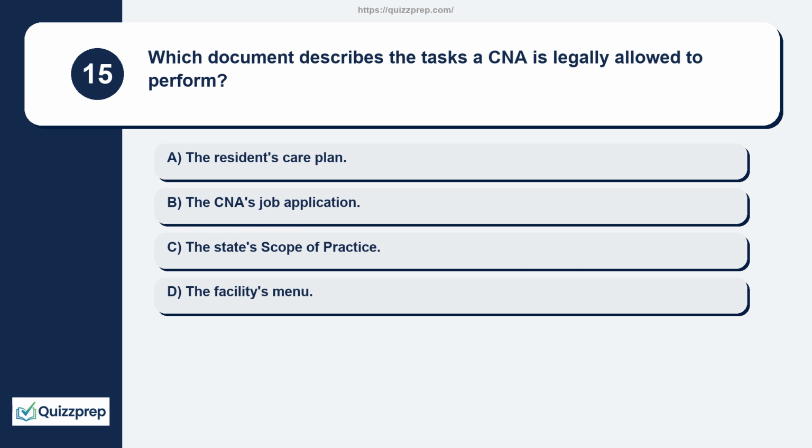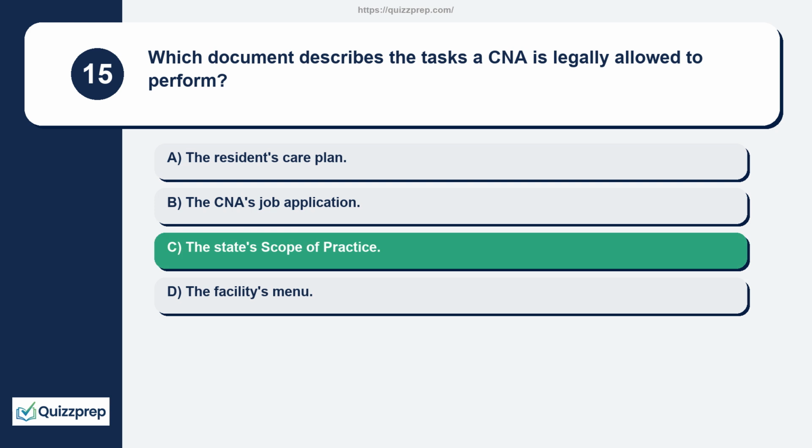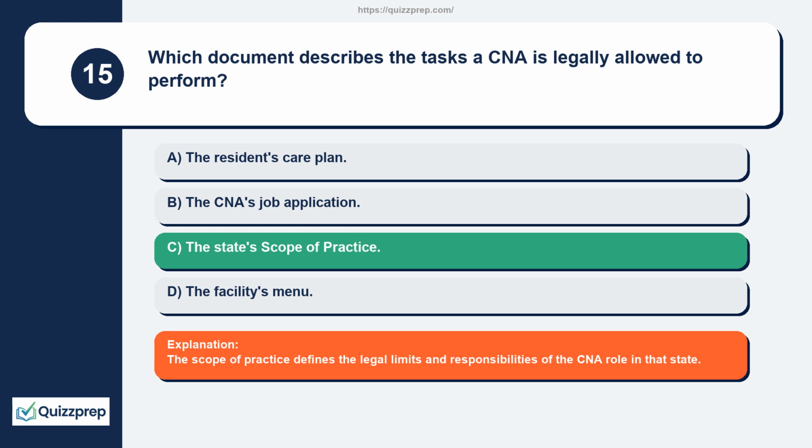Question 15. Which document describes the tasks a CNA is legally allowed to perform? The resident's care plan, the CNA's job application, the state's scope of practice, the facility's menu. The scope of practice defines the legal limits and responsibilities of the CNA role in that state.